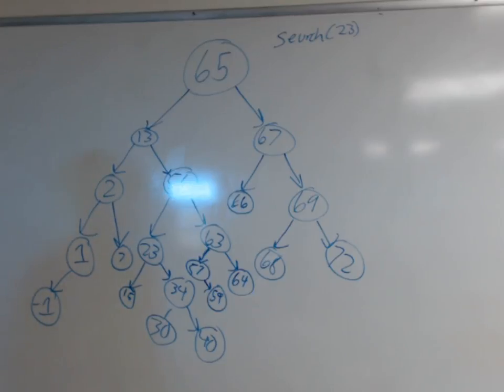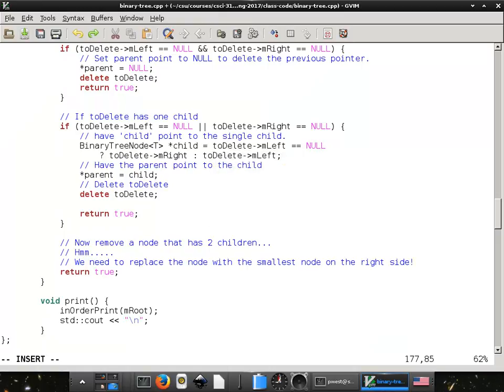Until there are no more lefts. Right, so you go on the right side until you have no more lefts. So we need to replace the node with the smallest node on the right side. So we need to turn right to go left. Binary tree node. Oh, this is so terrible.